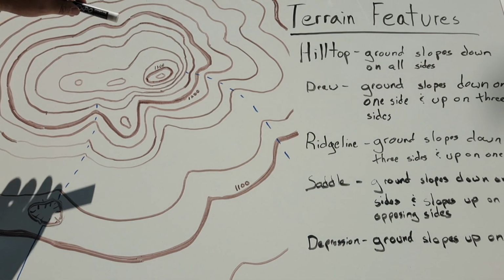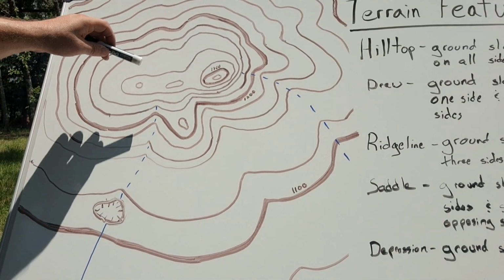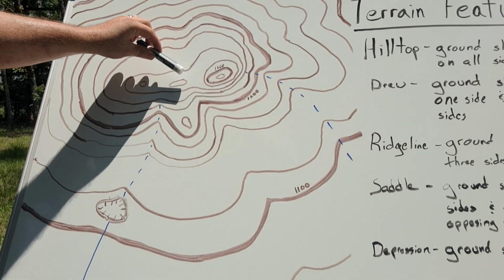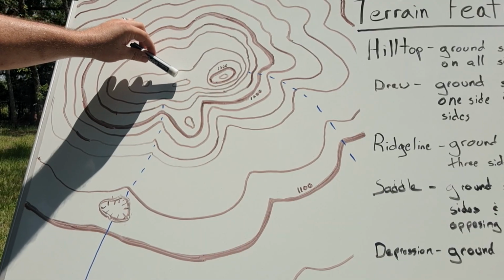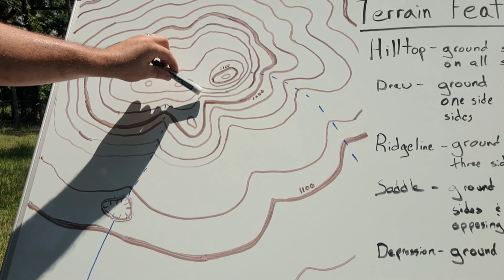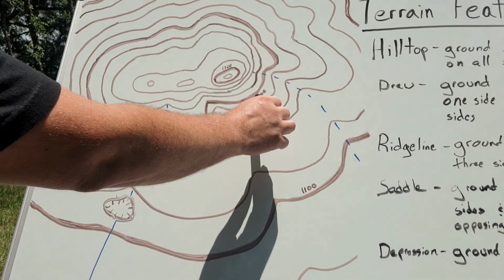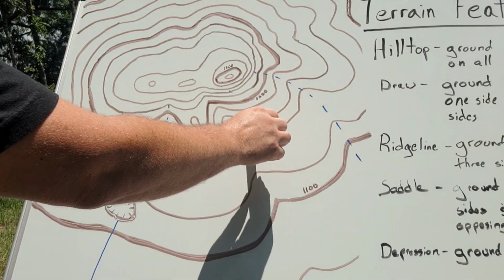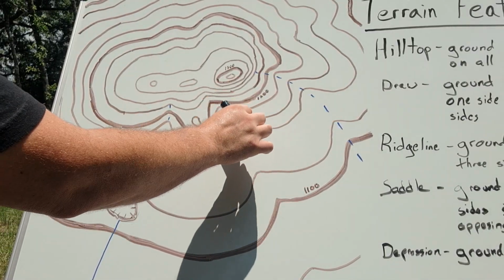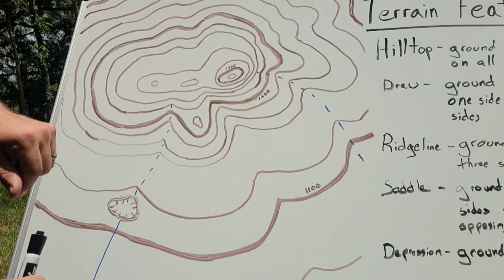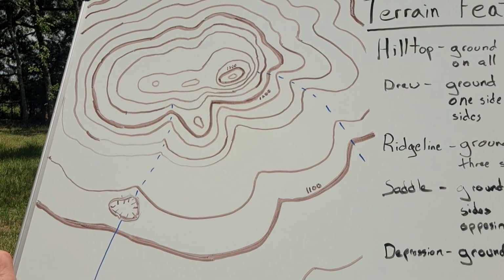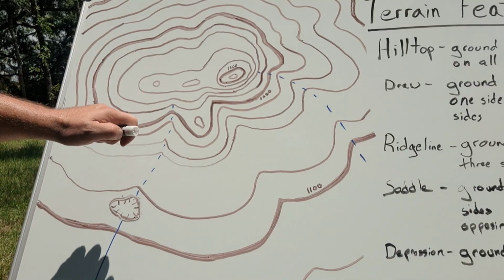So we've previously identified some hilltops, right? We know this is the high ground. You're going to have a V on your contour lines and a series of V's pointing up towards this high ground. That's one way of identifying your draws.